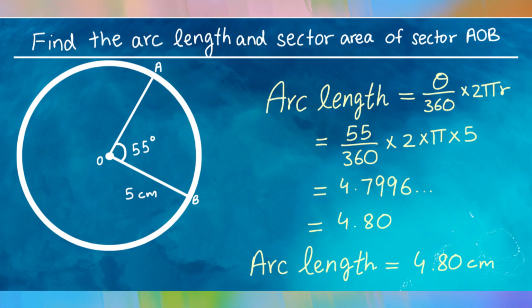Then, enter 55 by 360 multiplied by 2 into pi into 5 into your calculator and press the equals button. As you can see, the answer is pretty long, so we are going to take it to 3 significant figures. Therefore, our answer is 4.80 centimeters.